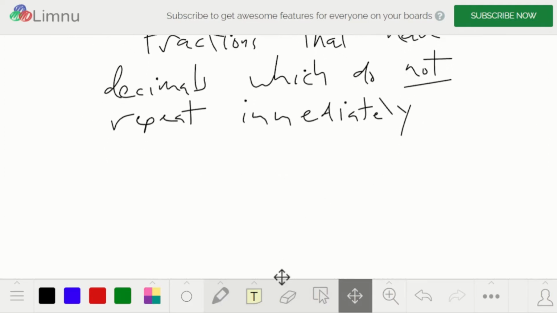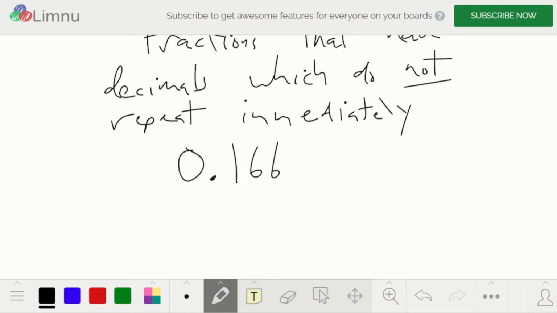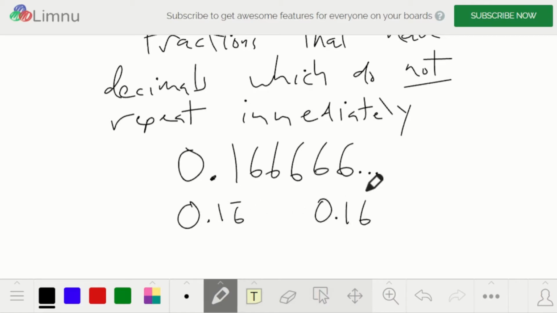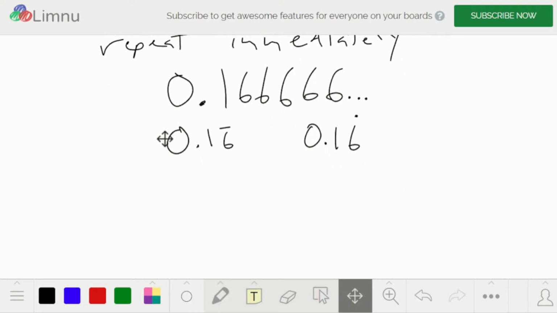So let's take a look at an example we actually mentioned in an earlier lesson, 0.16, and then only the 6 repeats. So in some conventions, that's 0.1 with a bar over the 6. Other conventions, it's a dot over the 6. But either way, it is exclusively the 6 that repeats.